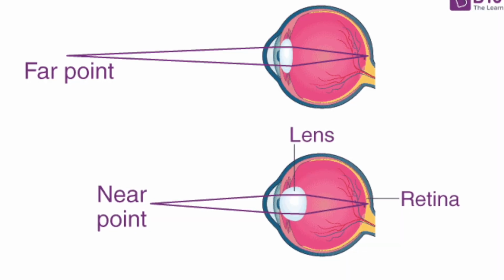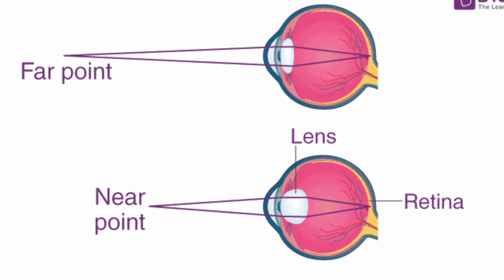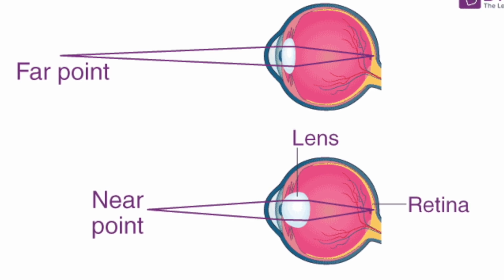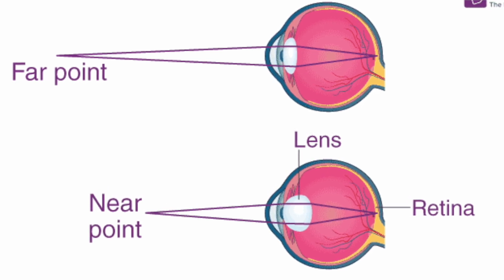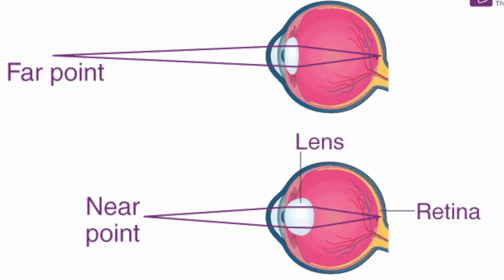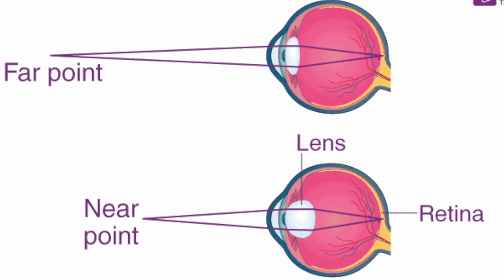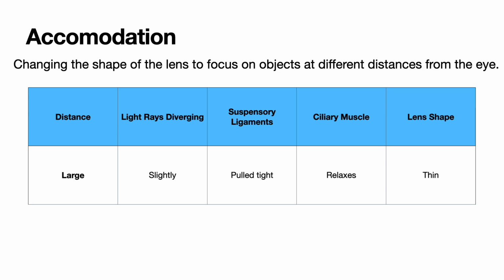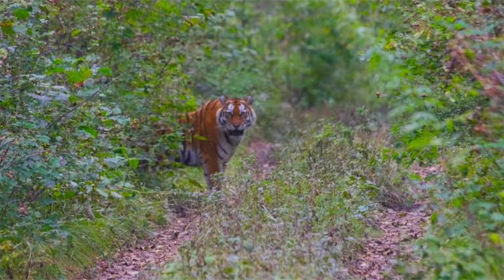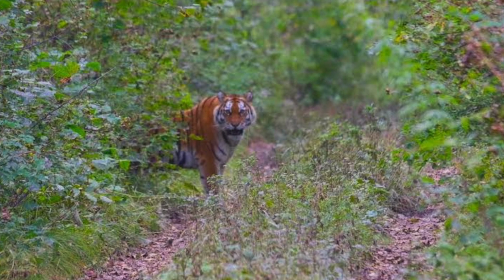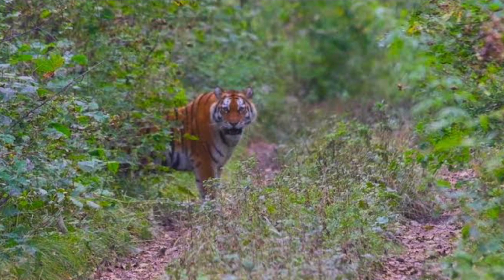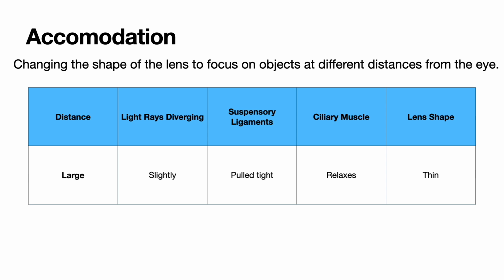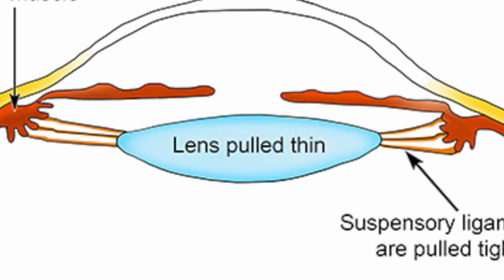Accommodation is another reflex and should not be confused with the iris reflex. It is a changing of the shape of the lens in order to focus on objects which are at different distances from the eye. When the distance between an object and your eye is large, for example, looking at a tiger in a forest which is far away from you, the light rays from the tiger are diverging only very slightly. Therefore, the suspensory ligaments are pulled tight.